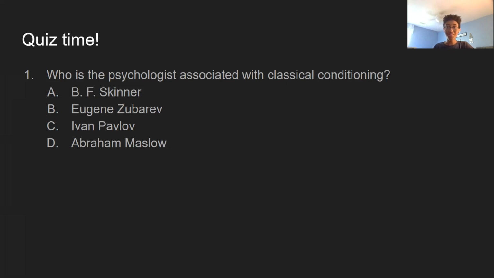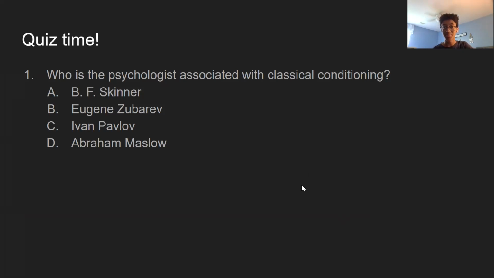All right, so hopefully you said answer choice C, Ivan Pavlov. Ivan Pavlov was the one who designed the classical conditioning experiments in dogs that showed that his theory held true, and that's how he discovered classical conditioning.